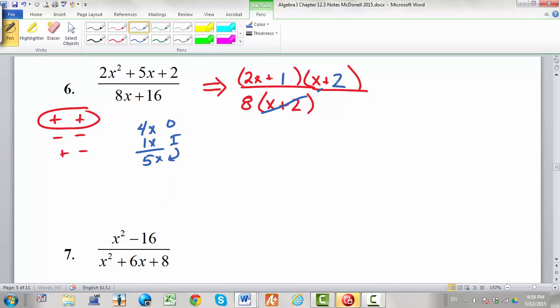We can now cancel the x plus 2's. What does that leave us with? 2x plus 1 over 8. A lot of you might be wanting to ask yourselves, can I cancel the 2 with the 8? You cannot, because the 2 is connected to the x plus 1, and you have to leave your answer just like that.